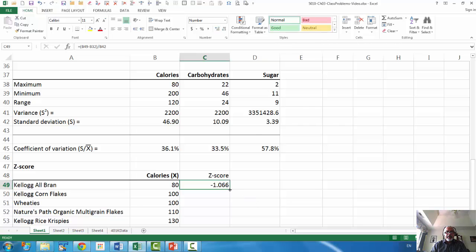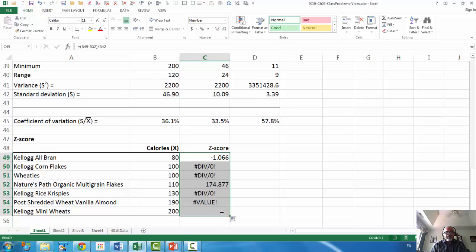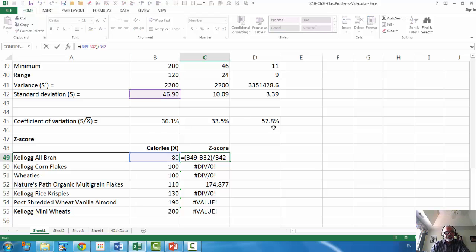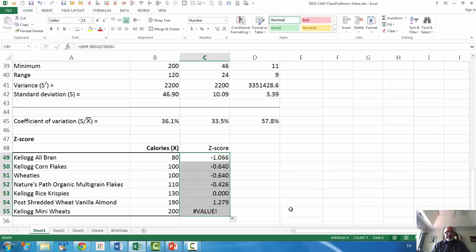Okay, I'll copy that. Well, the error here is because the mean and standard deviation must always come from those cells, and I forgot to make them absolute references. And this is a good way of showing what this error really means. So I have to convert those into absolute references, then those error values will go away.